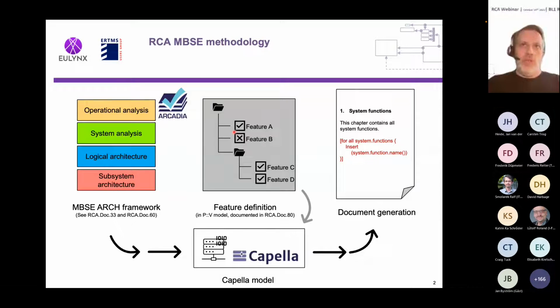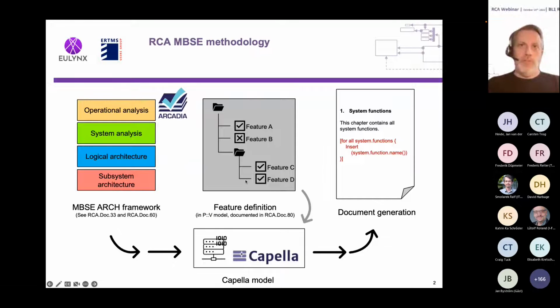Then we have another building block because we worked in an iterative way. So we didn't do the model all at once with all the features, but we did iterations, and in each iteration we added additional features. And to define which features, which functionality is already in the model and which features are not yet in the model, we use a feature model which is held in a product called Pure Variance.